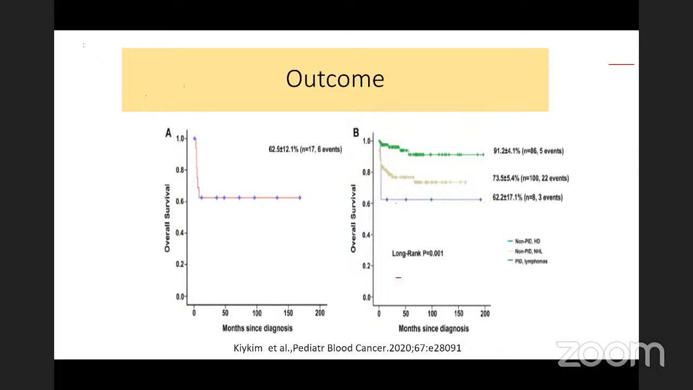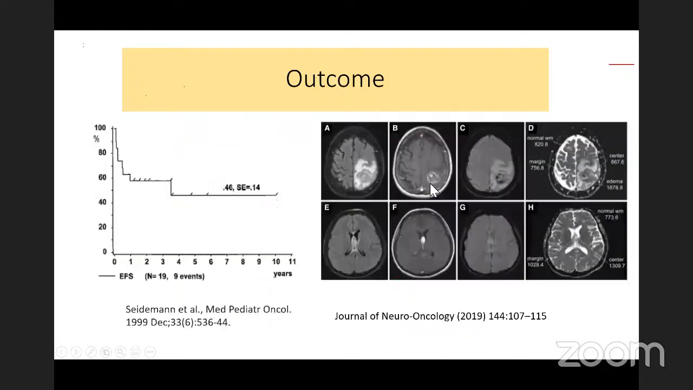And the outcome for sure of those patients is much lower than that of patients without immunodeficiency. For example, in the right-sided part of the slide, it is 62% in the patients with immunodeficiency and lymphoma, compared to 73% in the patients with non-immunodeficiency. Next, please. And in primary CNS lymphoma, the event-free survival reached 40 to 45% survival rate.